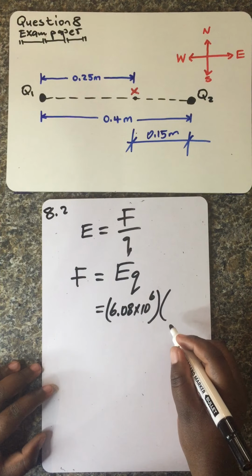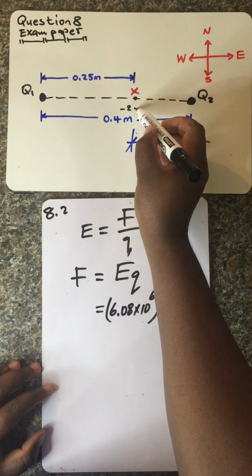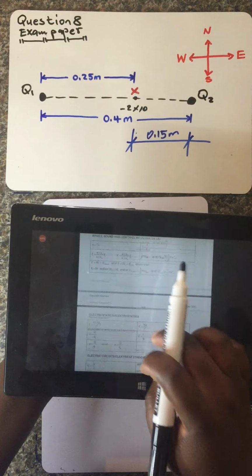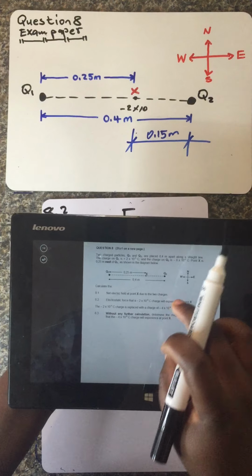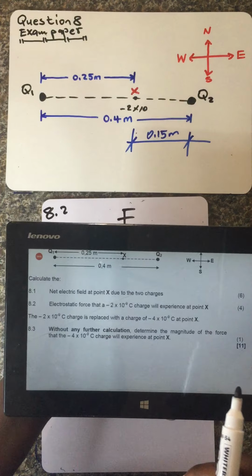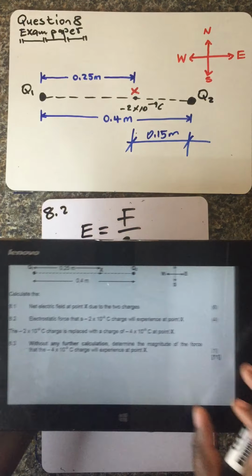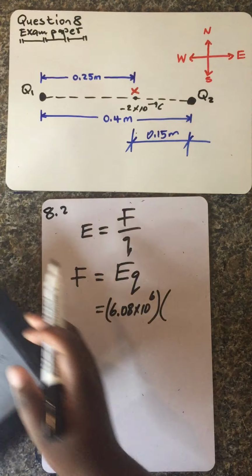And now they are saying that the charge there is negative 2 times 10 to the exponent. Let me just quickly check the magnitude of that charge. It's negative 2 times 10 to the exponent negative 9 coulombs. Very, very important, guys.